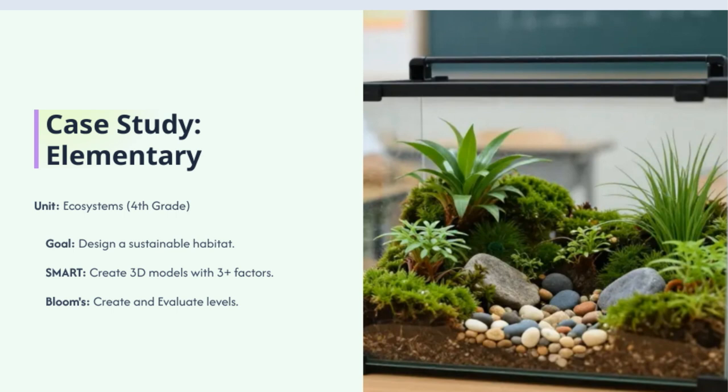That means thinking about how to create a living environment that can support life over the long term without harming the planet. This ties directly into our unit on ecosystems, where we learn about the balance and interdependence of living things and their environments. And for our case study, we're focusing on elementary students. This helps us understand how to simplify complex concepts about ecosystems and sustainability so that younger students can grasp and engage with these ideas effectively.